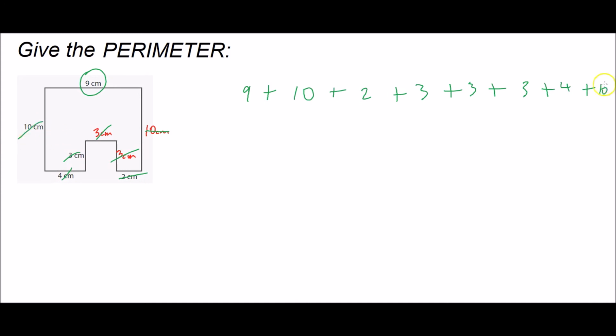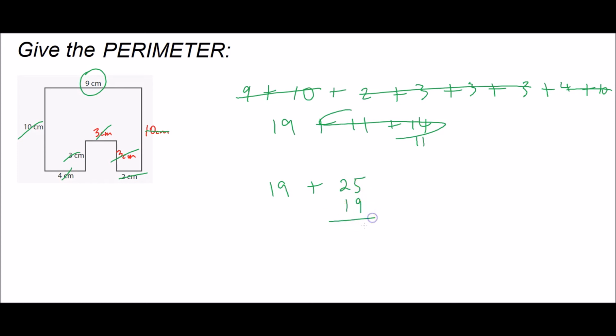Okay. And now we just add these guys up, so 9 plus 10 is 19, plus we got 2 and 3 and 3, so that's 8, that's 11, and this here is 14, so plus 14, 11 plus 14 is 25, so this here is 25, 25 and 19 is 44, so the perimeter in this case is 44 centimeters.